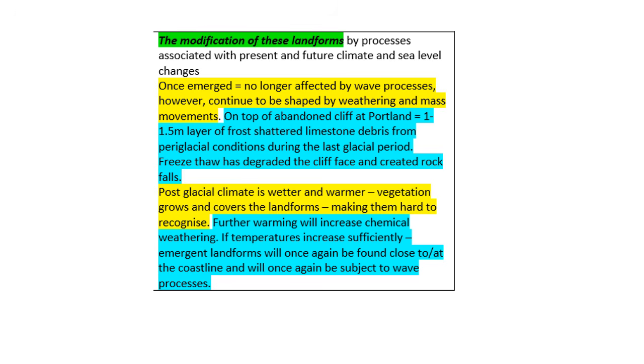And it's also important to recognise that a lot of these landforms inland are very difficult to recognise. They're certainly not major landforms that people can see, that people will come to visit. They've been covered in vegetation, which makes it very difficult to actually see them. Once again, if sea levels rise, these landforms will come back to the coastline and will once again be shaped by marine processes at some point in the future.